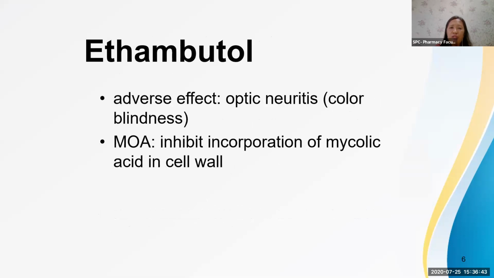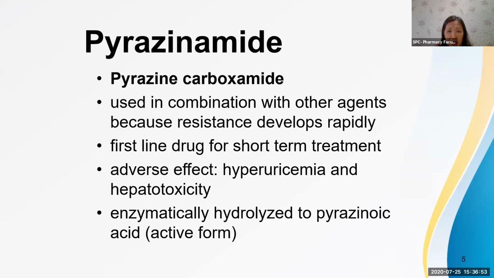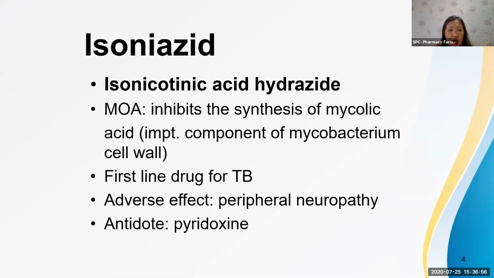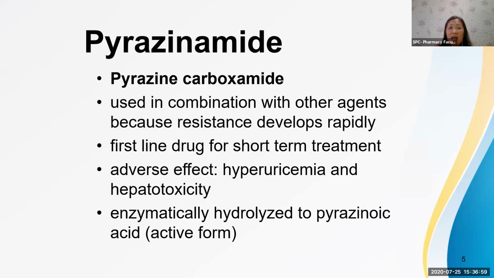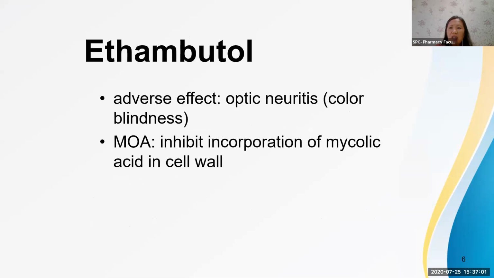Next is your ethambutol. So mechanism of action, inhibit incorporation of mycolic acid in cell wall. So if you notice, pareha sila sa PZA, diri sa isoniazid. So ang mycolic acid ang ilang gina-target, no? Kasi mycolic acid is what makes the acid-fast bacteria different from the gram-positive and the gram-negative, and it also adds to the integrity of the cell itself. So pag burabag sa tao, the skin is the first line of defense. If the skin is masamad, so pwedeng magkaroon ng infection.